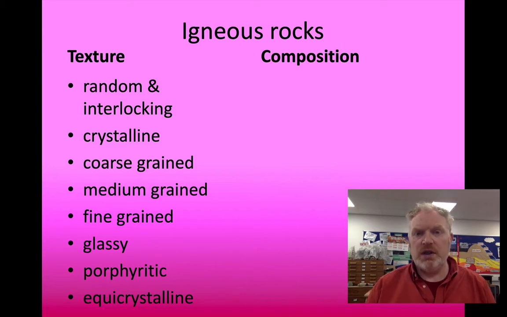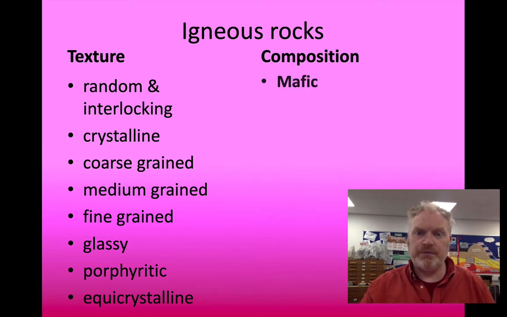The last two words here refer to textures that are a result of rates of cooling. So porphyritic is where we get some very coarse crystals and some much finer crystals. So we get phenocrysts, the bigger crystals that have grown slowly, and then the smaller crystals, the ground mass that surrounds those, have cooled more quickly. So we get two stages of cooling. Equicrystalline means that all the crystals are about the same size, and that's the result of a steady rate of cooling. So those are the textural terms.